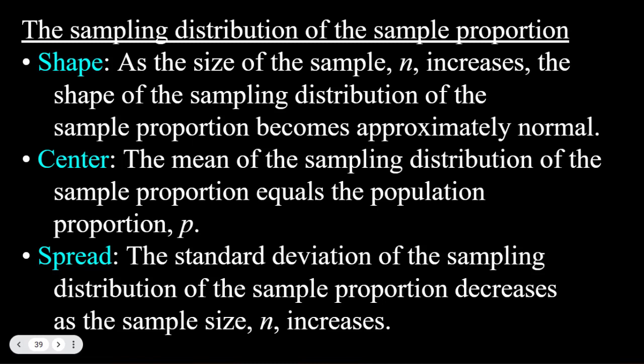The center, the mean of the sampling distribution of the sample proportion equals the population proportion. So in other words, if we take a whole bunch of different samples, and then we find the mean of those different samples, the mean of that theoretically is going to be equal to the population proportion p. The spread of the data, the standard deviation of the sampling distribution of the sample proportions decreases as the sample size n increases. So again, just like we saw with sample means, the larger our sample size, the smaller our standard deviation will end up being.